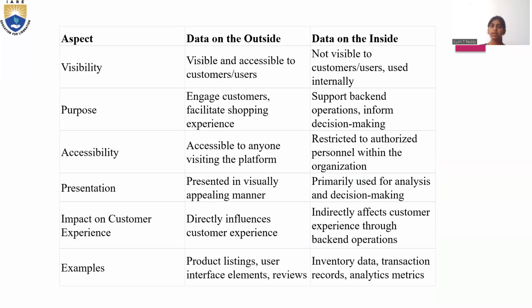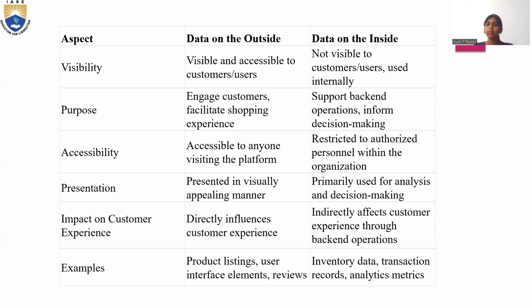So there are many differences between data inside and data outside. Let us differentiate data on the outside versus data on the inside based on some parameters. First is visibility. Data on the outside is visible and accessible to all the customers and users. Data on the inside is not visible to the customers or users, and it is used internally. Only people who have access can view it, and it is not visible to normal customers or users.